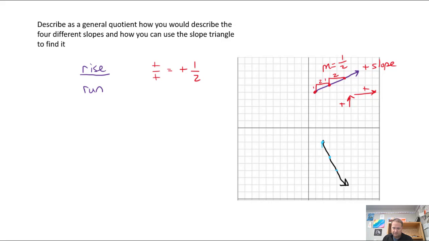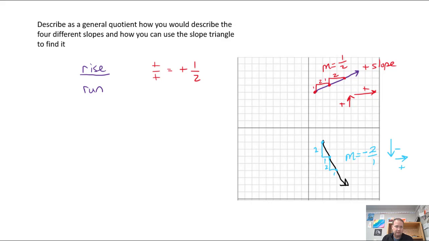And if I go down, I've got to go down 2, and then over 1. And then I'm going to go down 2 again and over 1. Notice that the slope is always the same. So in this case, the m is 2 over 1, but it's negative, and here's why. When I go downhill, that's a negative. And when I go right, that's a positive. So when I go down 2, that's a negative 2 and then a positive 1.